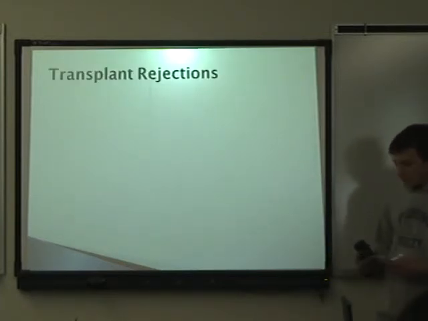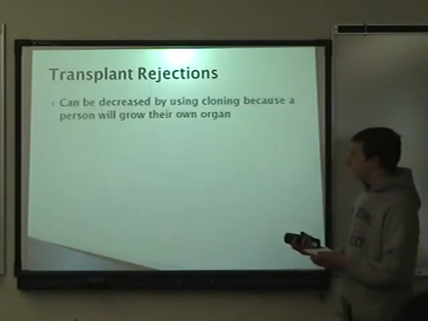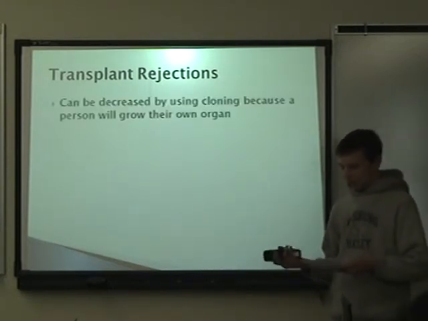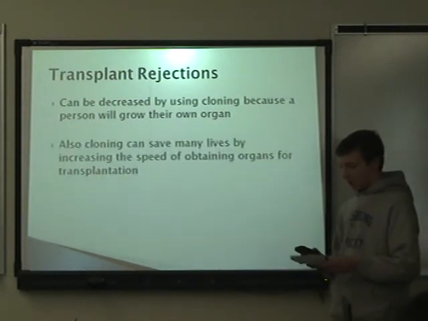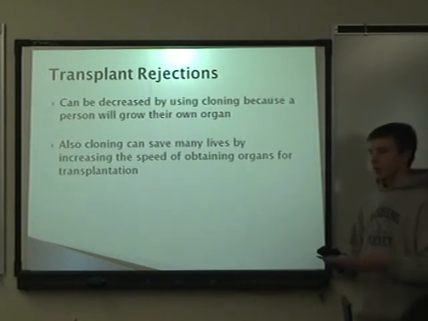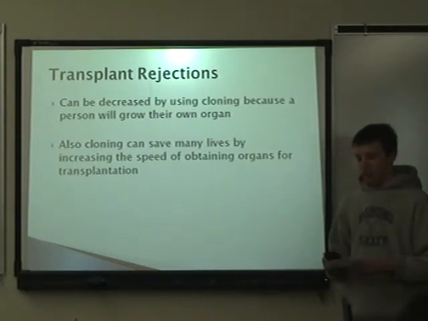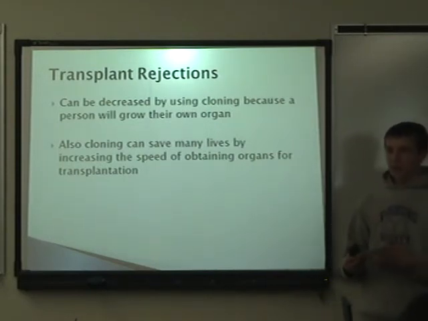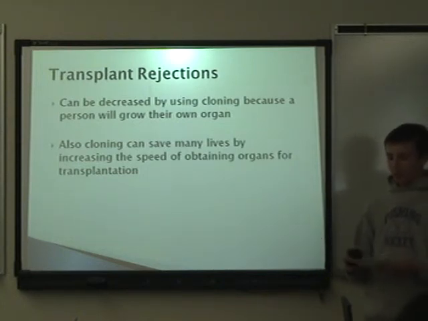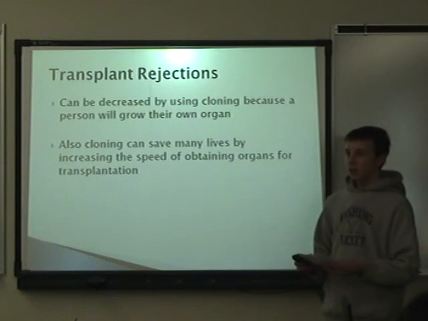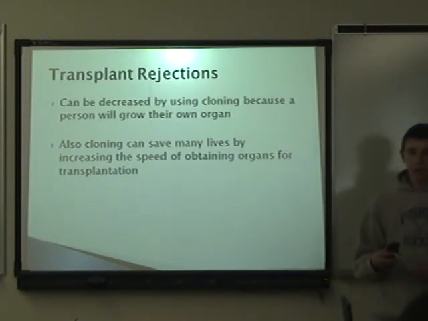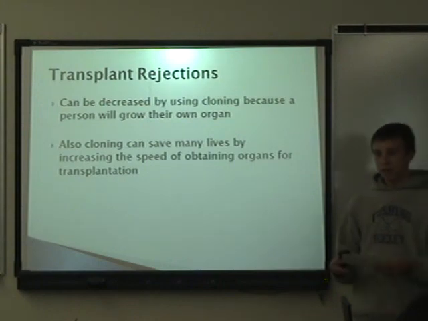So, just as a conclusion, transplant rejections can be decreased by using cloning because a person will grow their own organ, and a clone can save many lives by increasing the speed of obtaining organs for transplantation, because so many humans need to wait to find an organ that won't be rejected. So if you can create your own organ, then you will speed up that process, and you will be able to have an organ quicker than you would without using cloning.